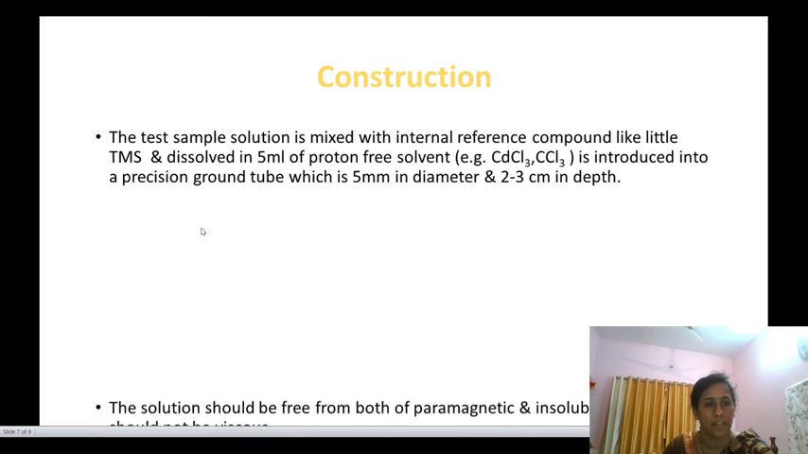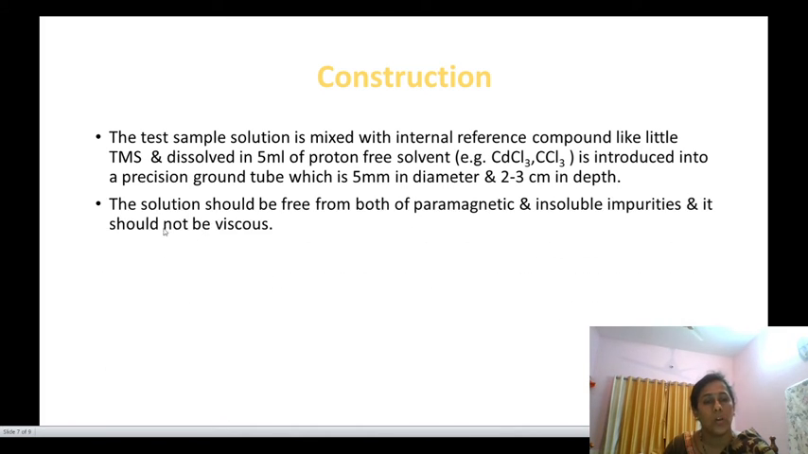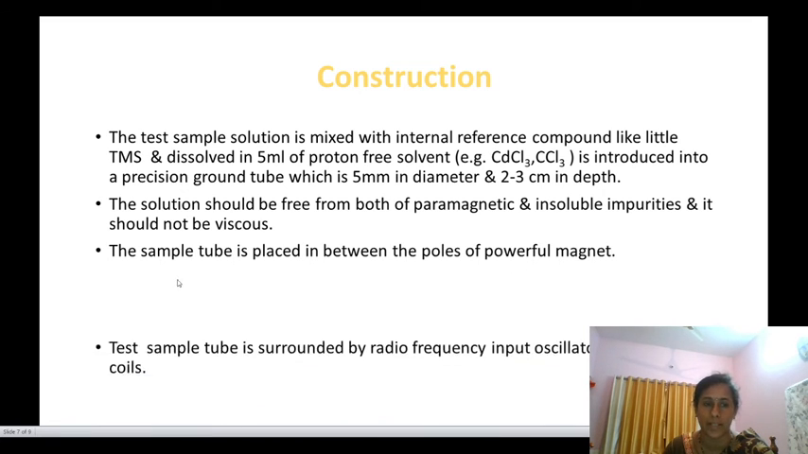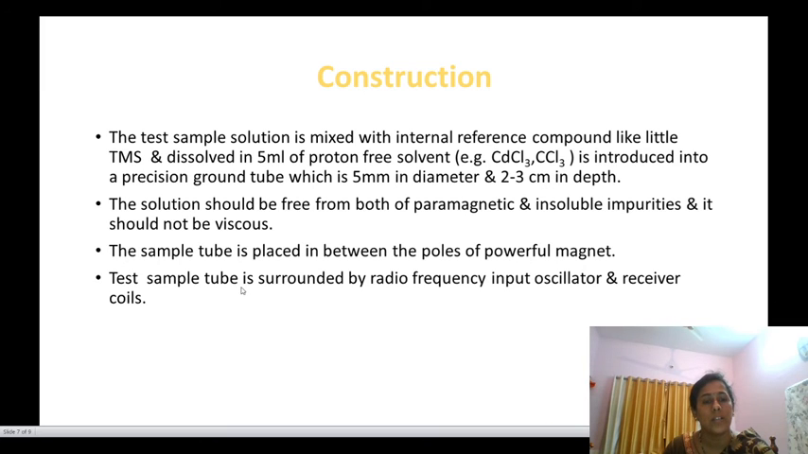cm in depth. Now, the solution should be free from both paramagnetic and insoluble impurities and it should not be viscous. Next, the sample tube is placed in between the poles of powerful magnets. Now the test sample tube is surrounded by the radio frequency input oscillator and receiver coils.